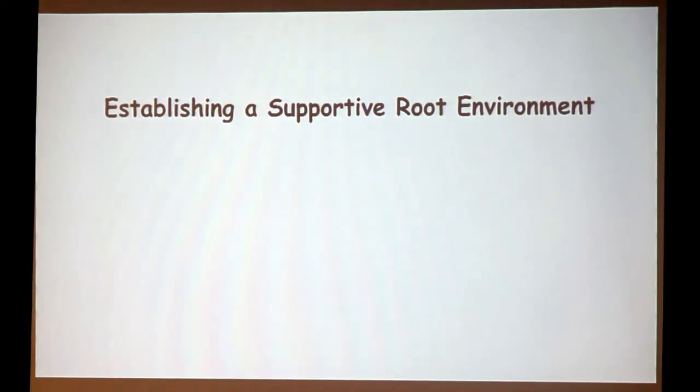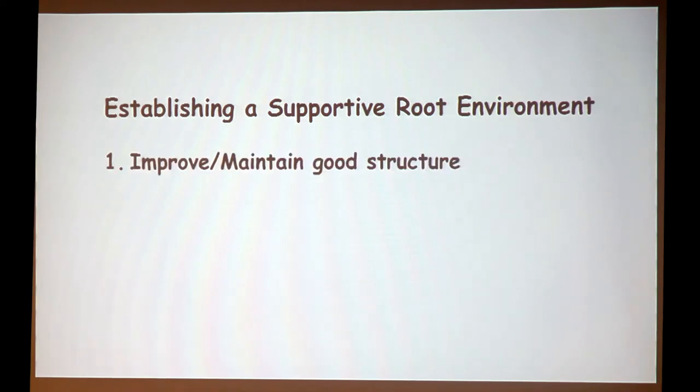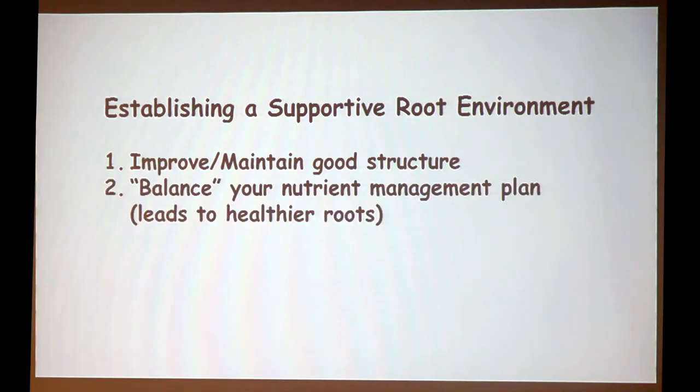So establishing a supportive environment around that root, to ensure that we have a healthy place for the root to grow, becomes paramount. As a review now, improving and maintaining structure in your soil in general is an important place to begin. Balance your nutrient management plan such that you'll give the plants a better chance of having what they need when they need it, especially early on.